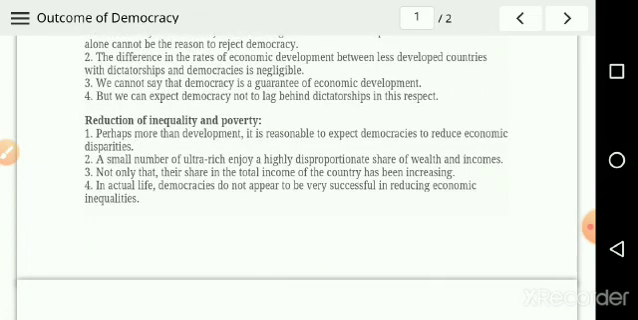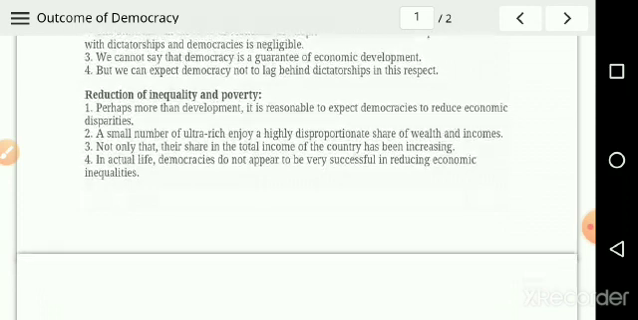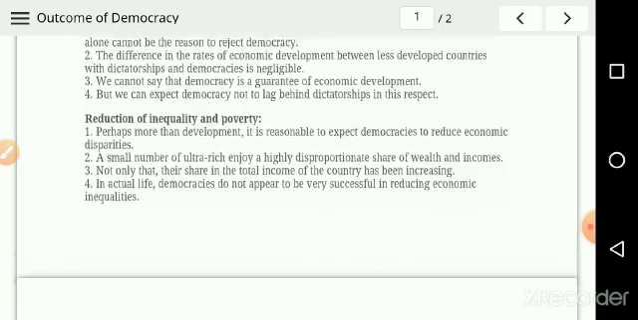And we cannot say that democracy is a guarantee of economic development. It is a form of government that will try to make economic growth, but we can't ensure that, or say that it is the guarantee or the platform to make compulsory economic development. But we can accept that democracy does not lag behind dictatorship in this aspect.